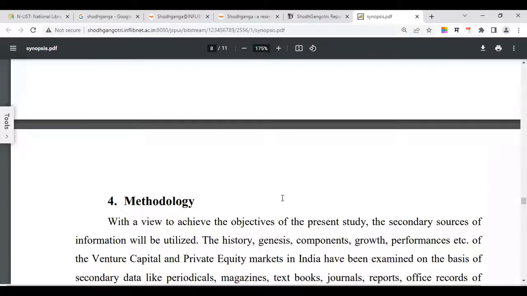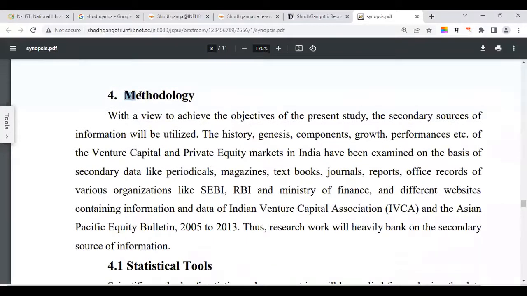Now later, you may see here the methodology. Which methodology are you going to use? Now you have already observed or seen the research methodology.